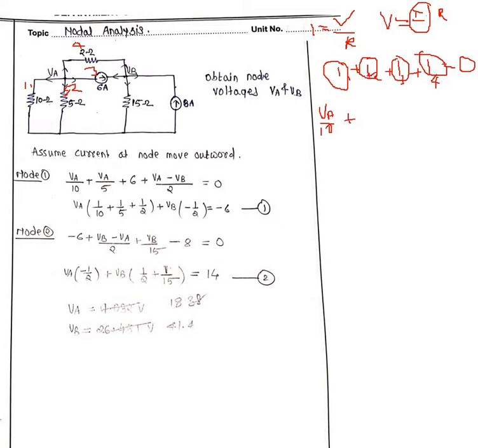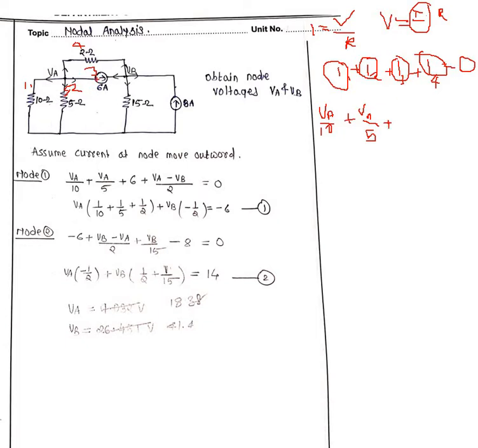Second current. Where is the second current? Here is the second current. Here also no source is there. If any source is there, then I want to concentrate more. No source. Then VA divided by 5 ohm. Then next one, plus I3.